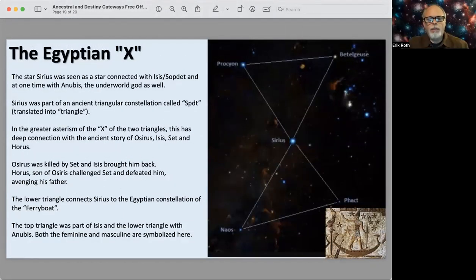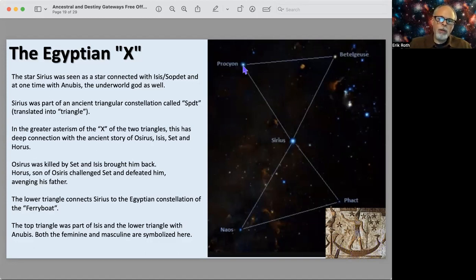Yeah, thank you. And then there's this Egyptian X figure, and this is something that you can see, depending on the latitude you're in, the Winter Triangle or the ancestral origin triangle gateway. The star Sirius has, as I mentioned before, been connected with Isis and Sopdet, and at one time as well with Anubis, the underworld god. And there is this formation that is an X connected with the lower triangle here. And there's something called the ferry boat, and that top triangle is connected to that ferry boat.